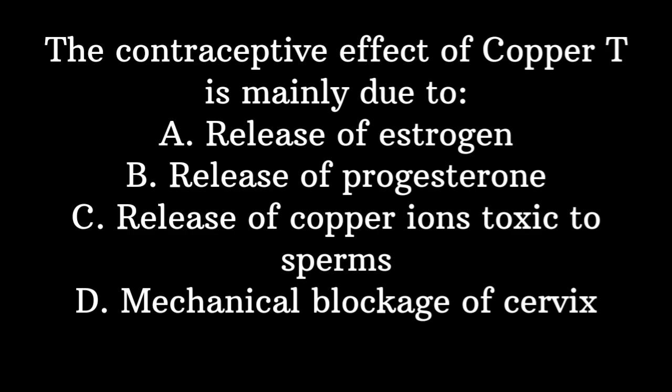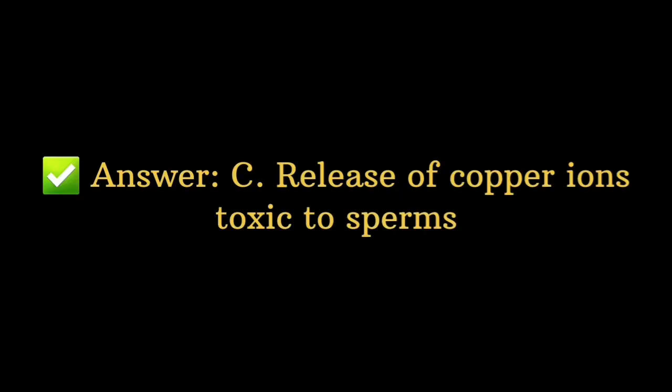Question: The contraceptive effect of copper T is mainly due to. A. Release of estrogen, B. Release of progesterone, C. Release of copper ions toxic to sperms, D. Mechanical blockage of cervix. The correct answer is option C, release of copper ions toxic to sperms.